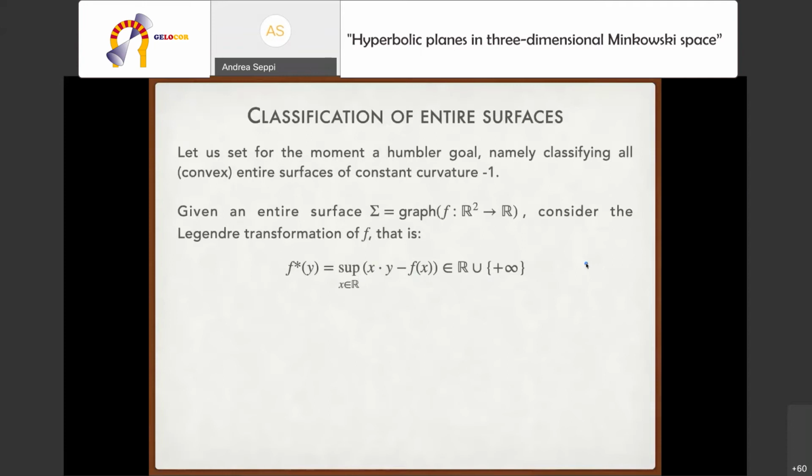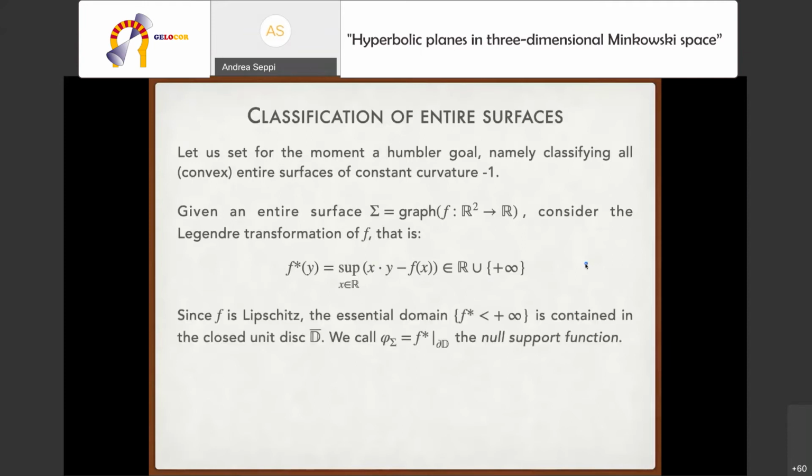You don't have to focus too much on this formula right now, so you can also forget what's written there. I will give you an interpretation later on. But standard facts in convex analysis tell you that since our initial function f is Lipschitz, this sort of dual function is finite, so the set on which it's finite is contained in the closed unit disk. And our classifying object is the null support function, which is the restriction of this Legendre transformation to the boundary of the disk. You don't have to concentrate too much.